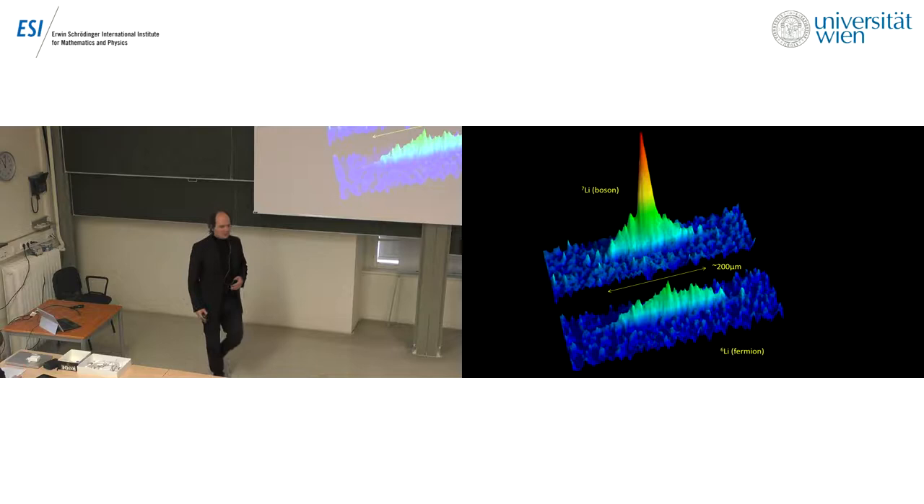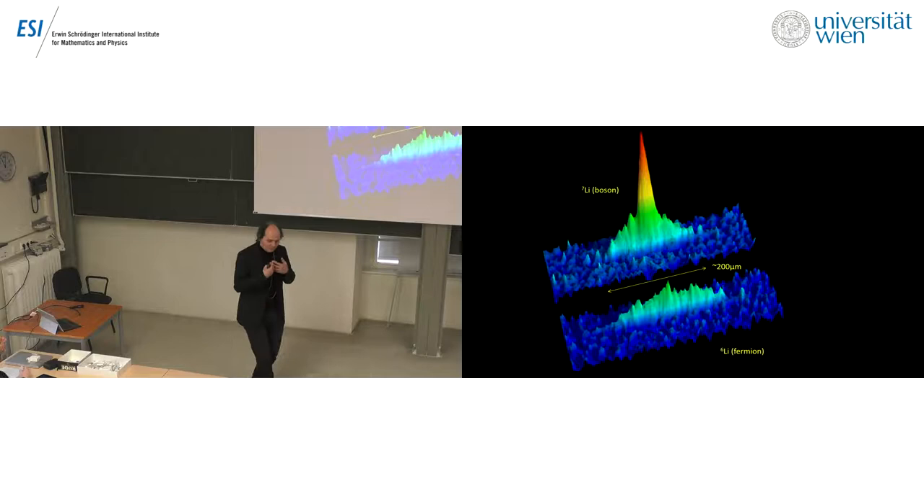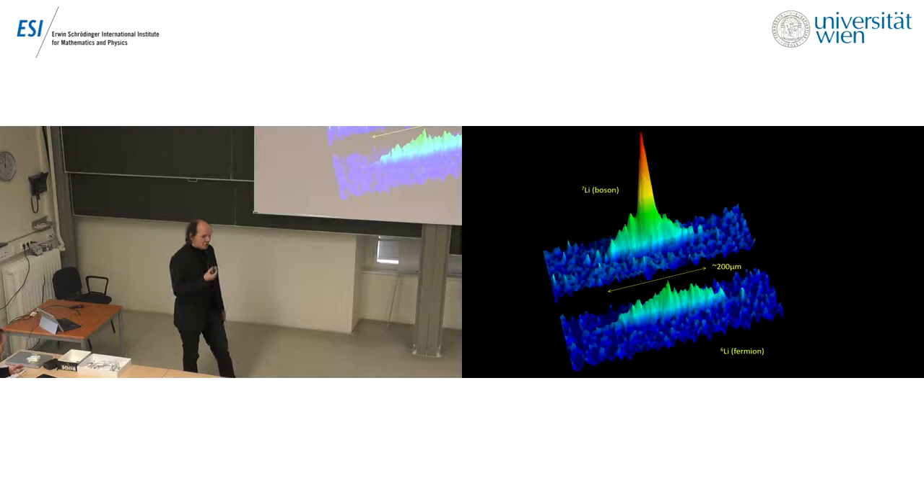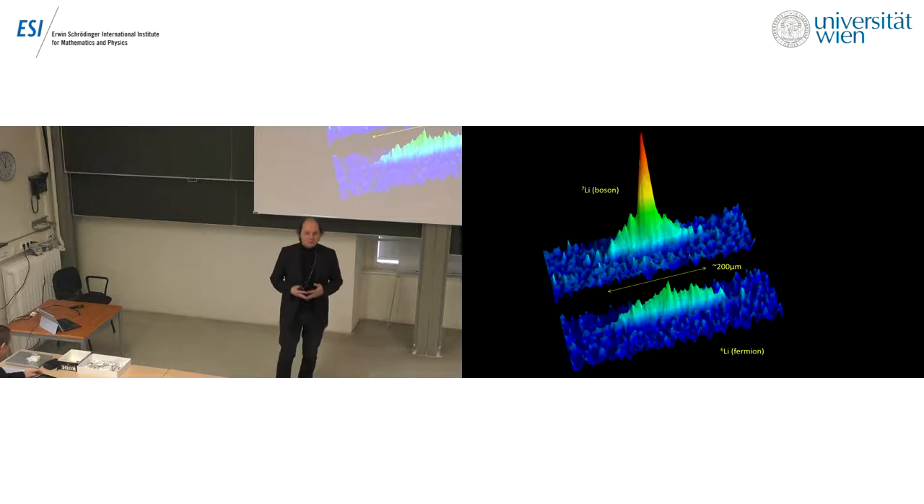And you can see immediately the difference between the two species by the signature of very different quantum statistics. Here, the bosons display a very sharp peak, which heralds the presence of the Bose-Einstein condensate, where you see here that there is no such feature in the cloud of fermions. So this machine is a wonderful setup to explore all kinds of different physics.